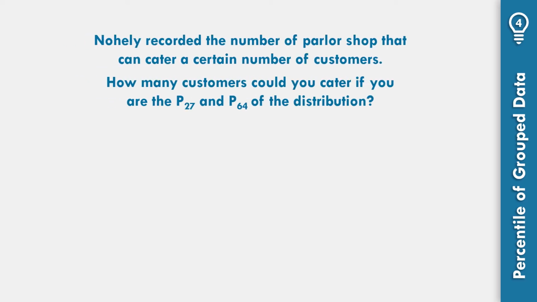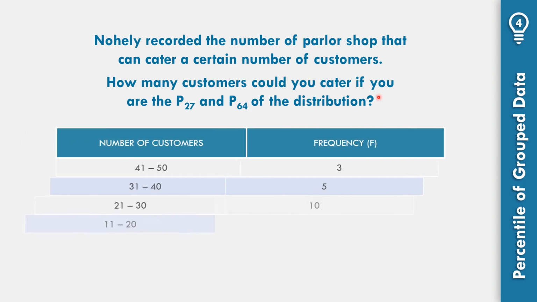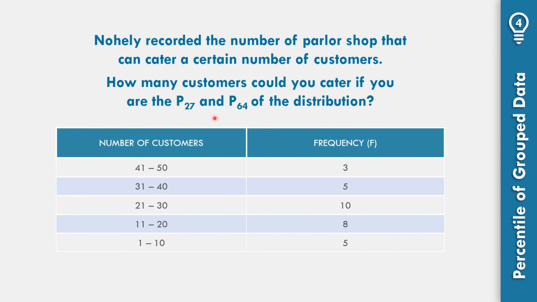In example number 4, Noheli recorded the number of parlor shops that can cater a certain number of customers. How many customers could you cater if you are the P sub 27 and P sub 64 of the distribution? So the number of customers from 41 to 50 interval, we have 3 frequency. 31 to 40, we have 5. 21 to 30, we have 10. 11 to 20, we have 8. And then 1 to 10, that is equal to 5.